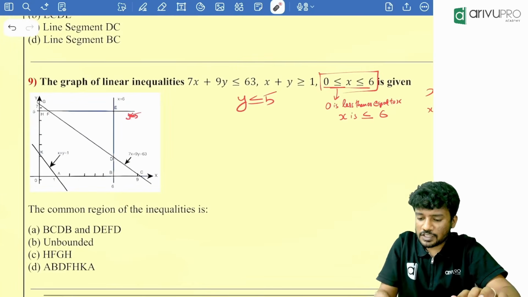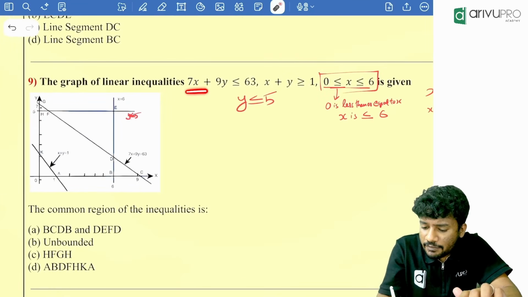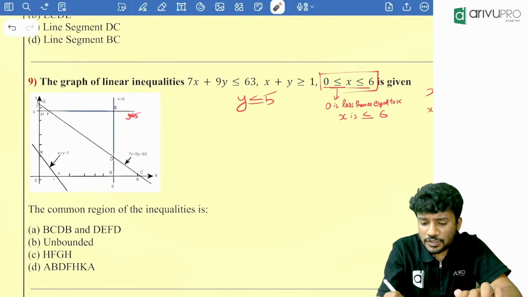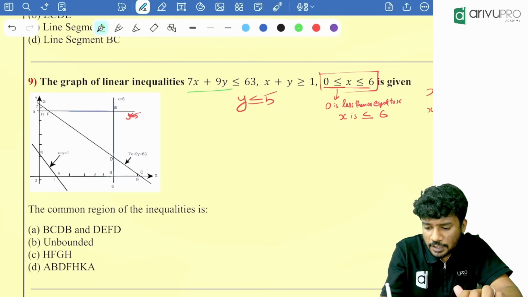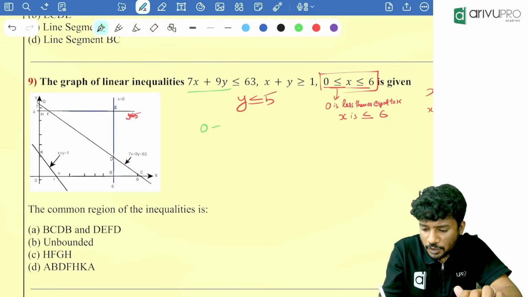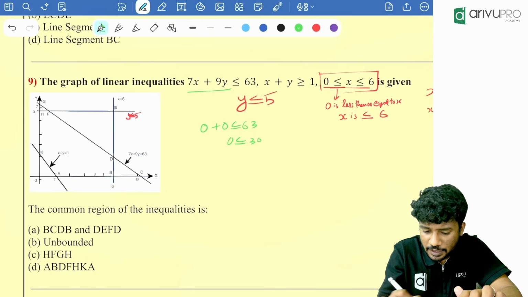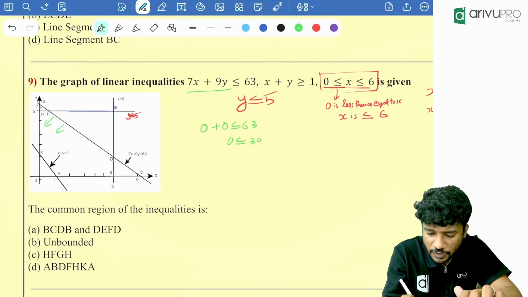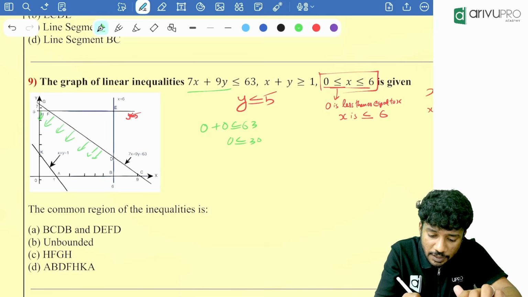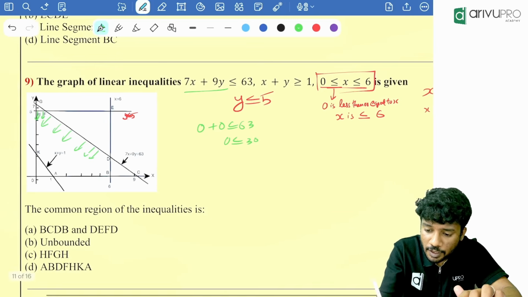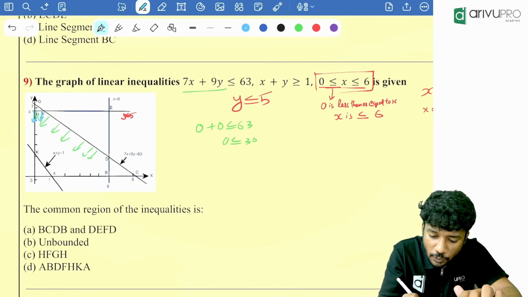One by one we will check. 7x plus 9y less than or equal to 63. People, which color do you want to use? Green we will use for that. That means put 0, 0. 0 plus 0 is less than or equal to 63. That is, 0 less than or equal to 63. That means this graph is coming towards where? Towards the origin. Then y is less than or equal to 5. That is also coming towards the downside.